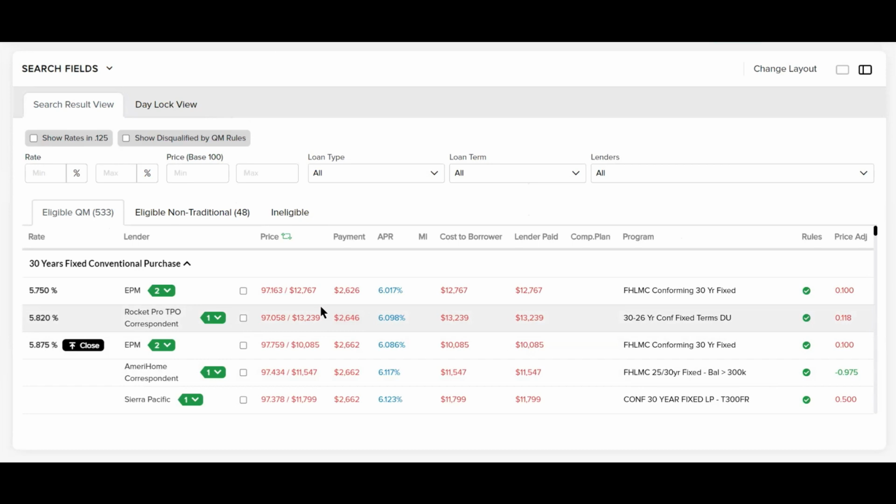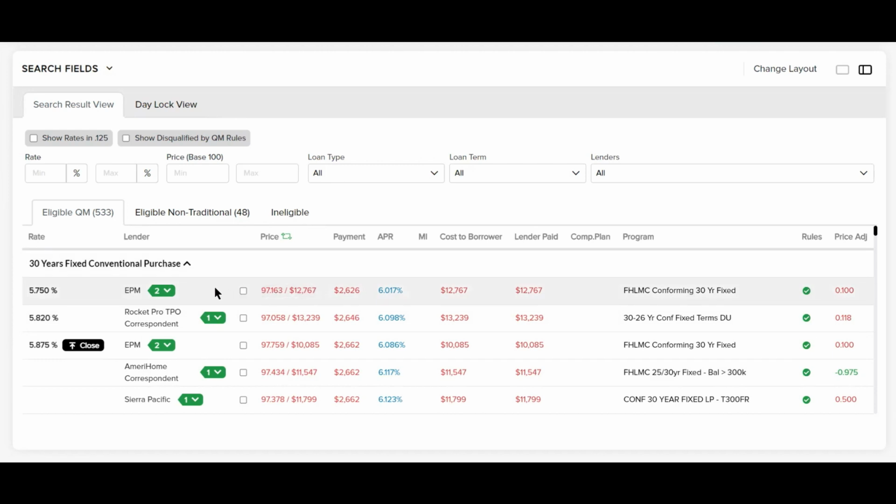What if I want to charge the borrower a tiny little bit, like a couple basis points or 10 or 15 or 20 basis points or whatever, and get them a better rate? So I like to keep it as open as possible. What this is doing is saying, of the lenders in here that came up with eligibility on this type of loan, a 90% loan, there were 533 different qualified mortgages that came up. There are non-traditional of 48, and there's probably some ineligible in there as well.